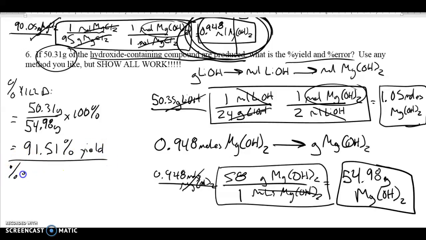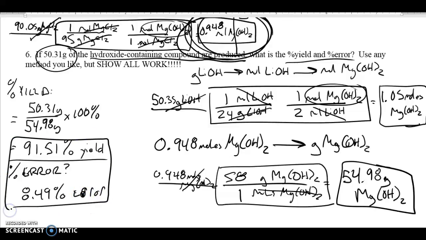So what's your percent error? Well, that's 100 minus that, so it's going to be about 8% error. All right, there you go. There's a passing Stoich quiz, folks.